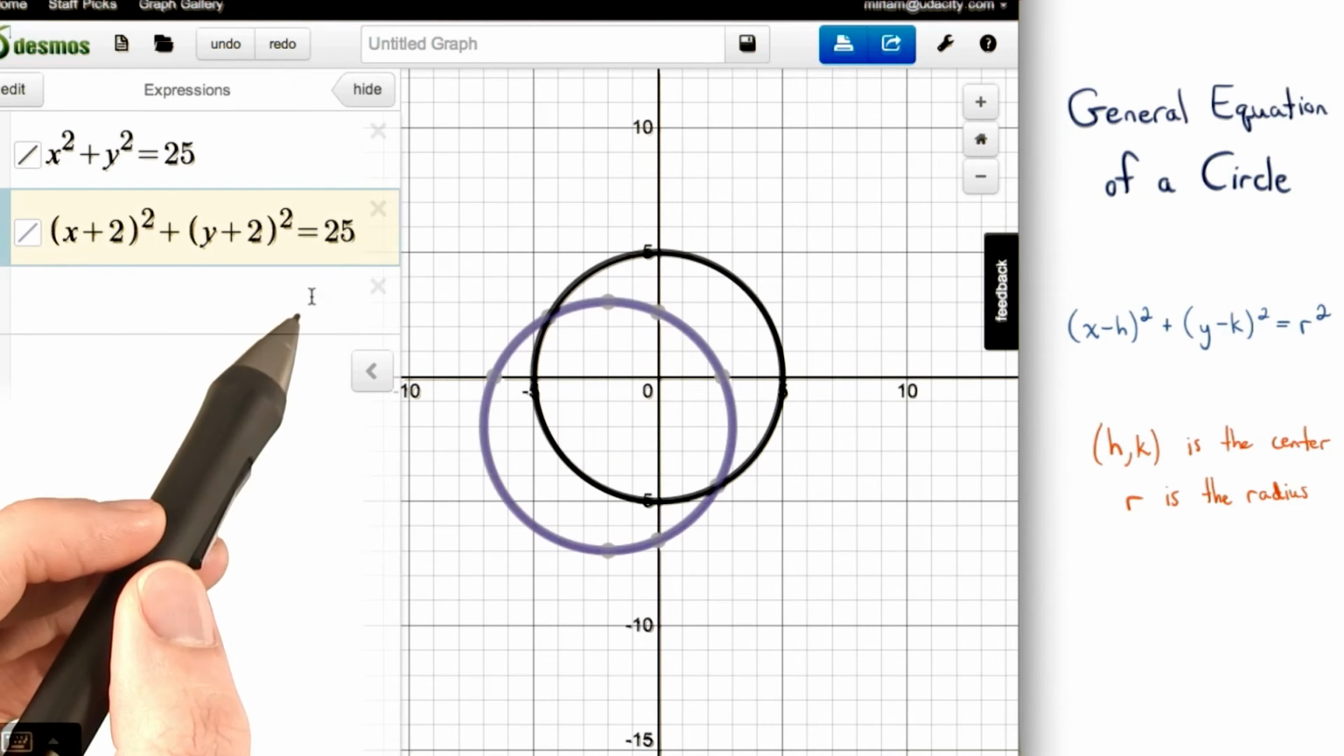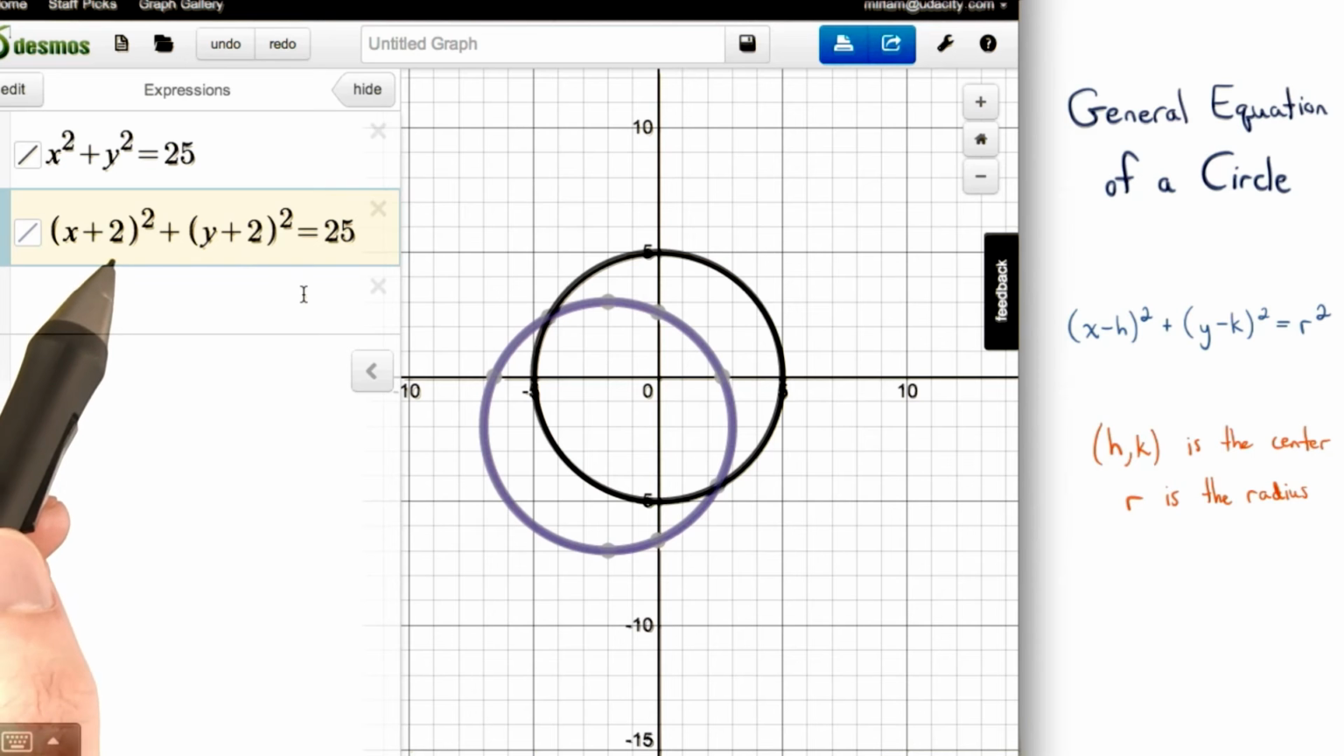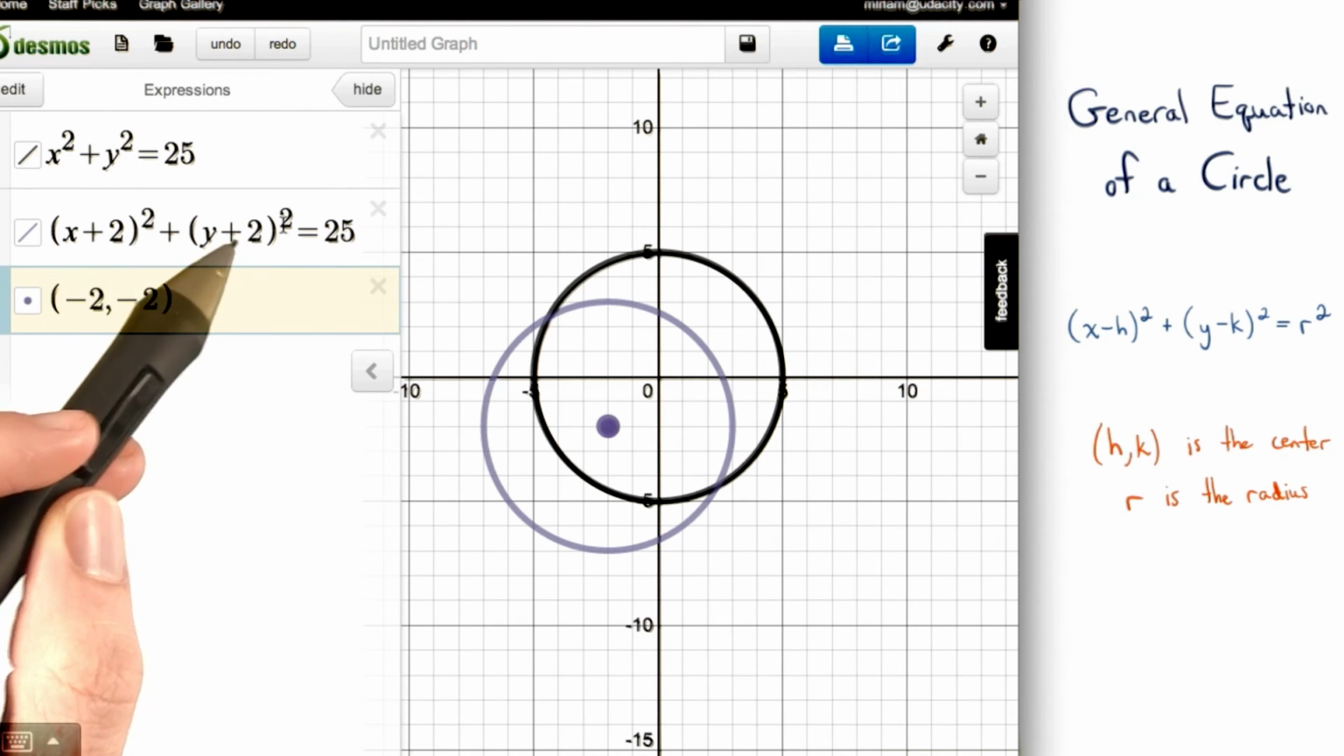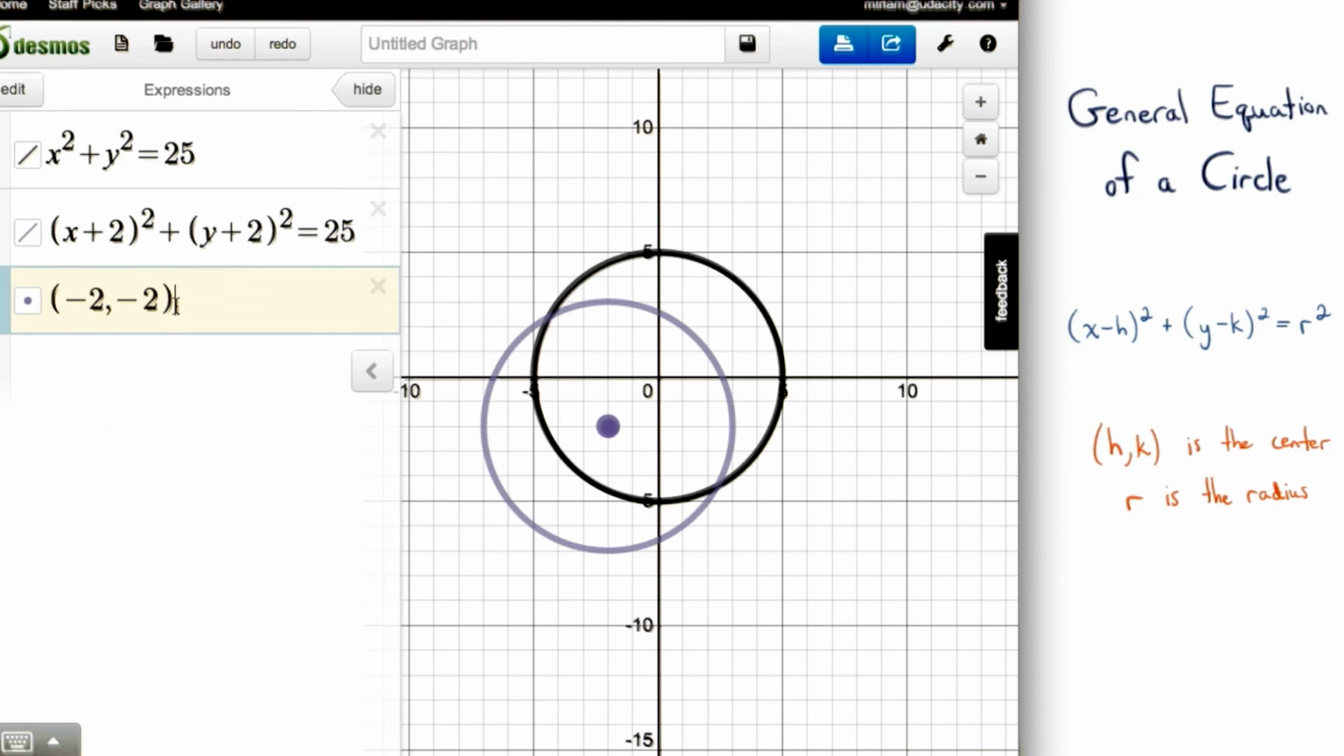Here's one final graph. For this one, it's been shifted 2 units left and 2 units down. And if we examine its center, it's at -2, -2. Notice that these two signs are opposite than the ones in the equation. Here's our h value, and it's opposite, which is -2, and here's our k value, which is opposite, so -2.